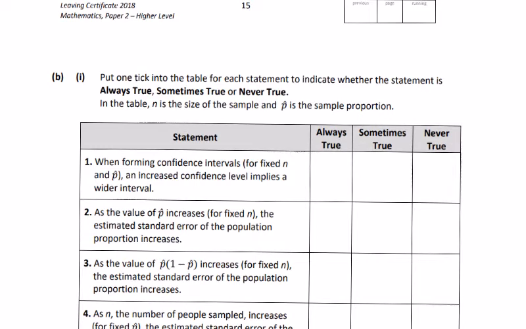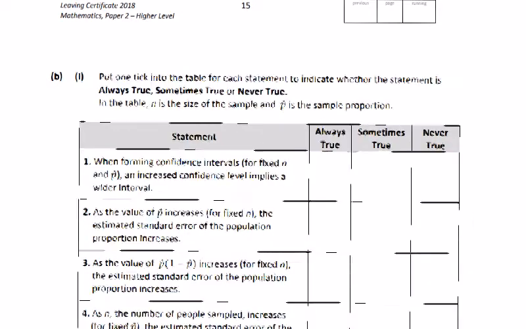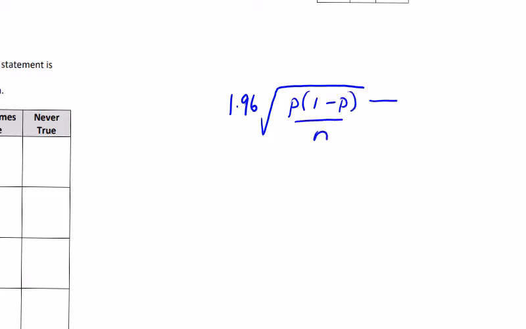On to part B, we're talking about these confidence intervals again for fixed n and p hat. So are these statements always true, sometimes true, or never true? Okay, well, let's have a look at a bit of information about this. 1.96 times the square root of p times 1 minus p over n. You've probably seen before that this p times 1 minus p, which is near the end of this question, is equal to a quadratic. P minus p squared, which is an inverted quadratic.